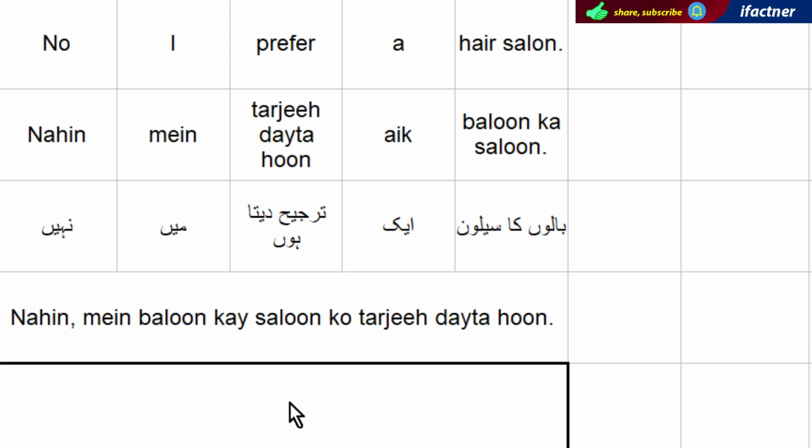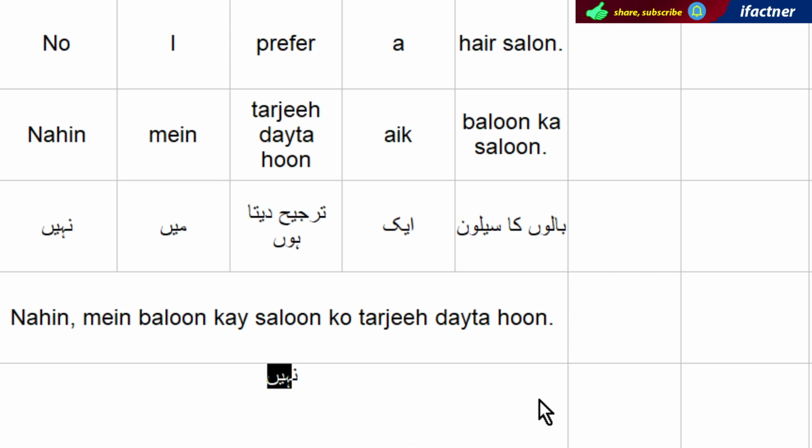Now let's write: नहीं, मैं बालों के सैलून को तरजीह देता हूँ. In Urdu we will type it on our virtual keyboard. So we can say नहीं, नून ए ये नूना.